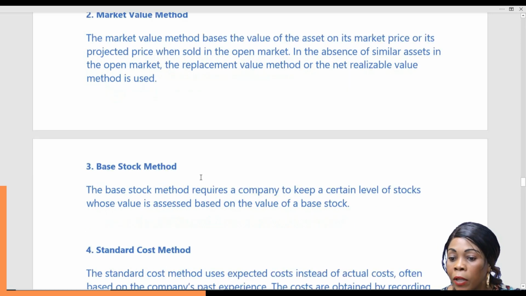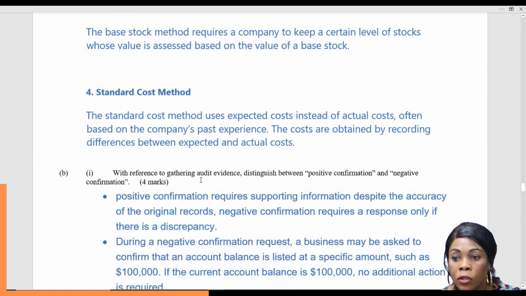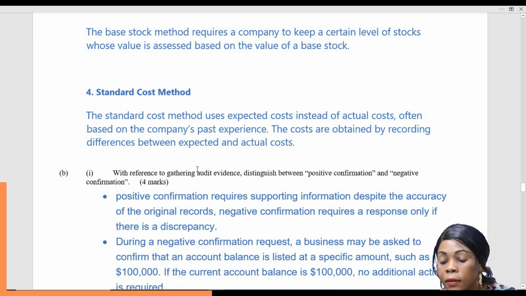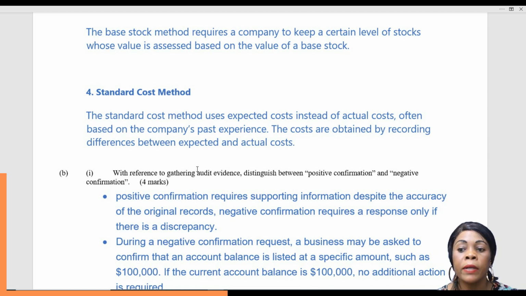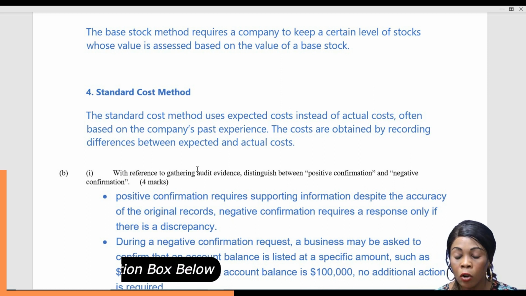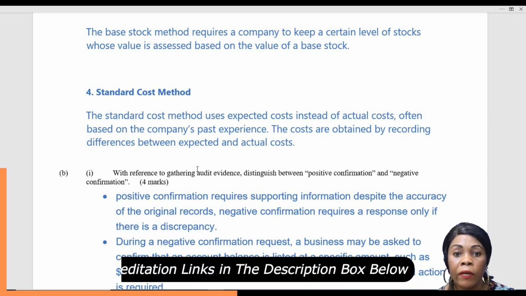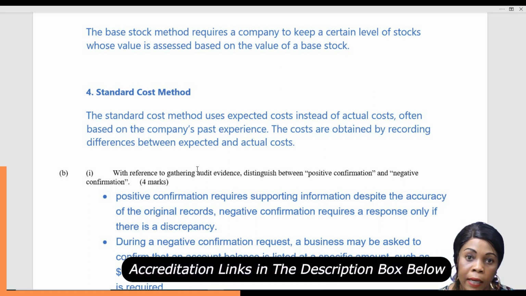Okay, another method is the standard cost method. The standard cost method uses the expected cost instead of the actual cost. These costs are often based on the company's past experience. The costs are also obtained by recording differences between expected and actual costs.